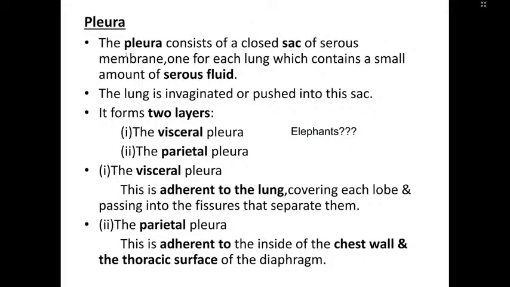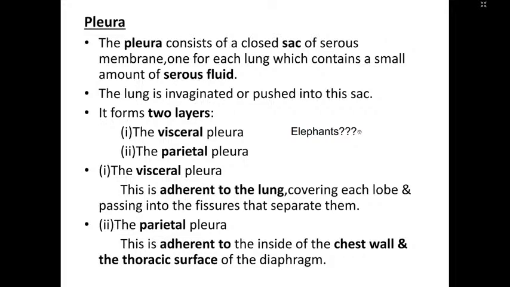So outside the lung there is pleura. Okay, this is a very important structure, and I have written elephants because I might forget, so I just wrote it here. So the elephant is the only mammal which doesn't have pleural space. I read it somewhere, so I found it very interesting. Rest every mammal has pleural space. Elephants don't have pleura. So I thought you should know this.